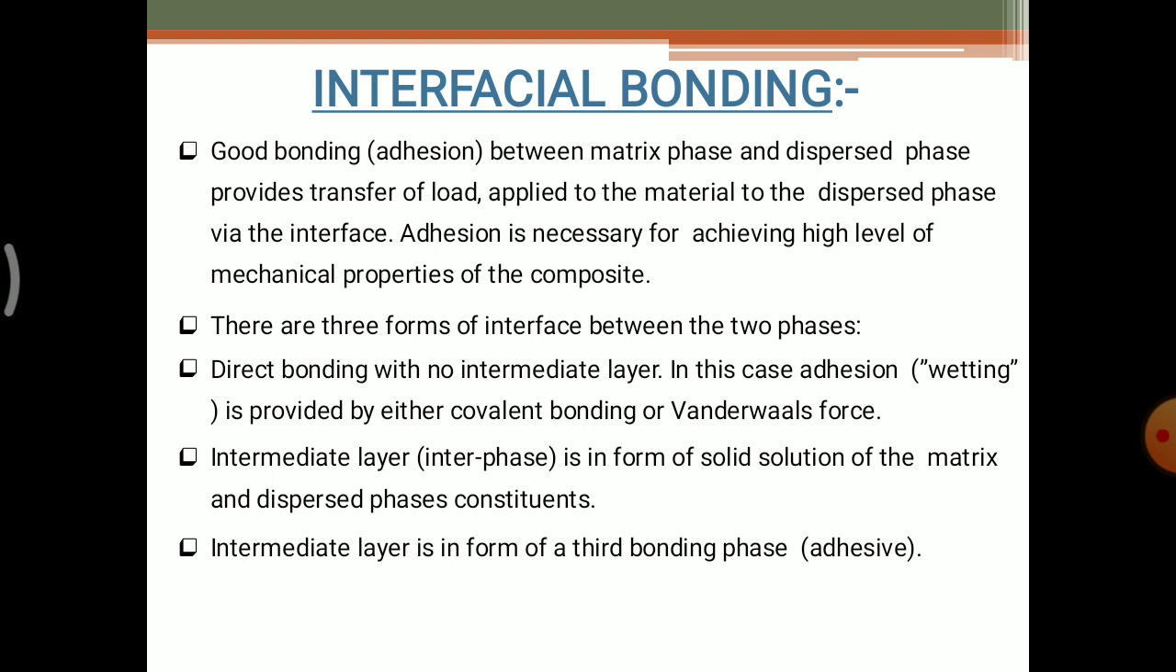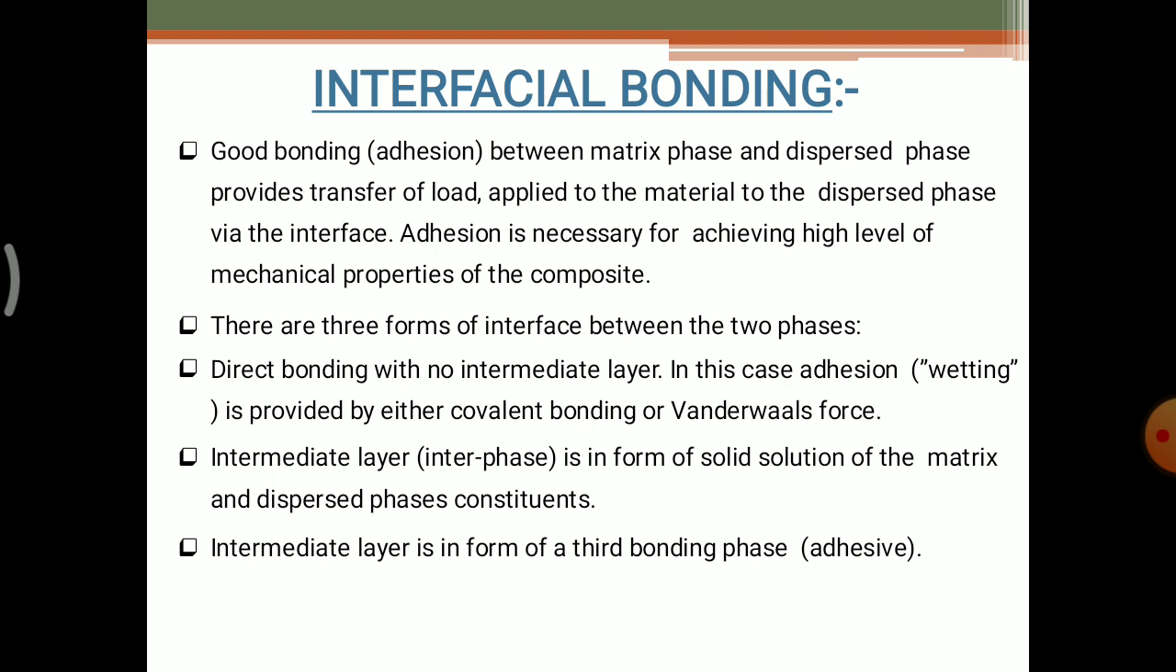Direct bonding with no intermediate layer. So the first one is direct bonding with no intermediate layer. In this case, adhesion is provided by either covalent bonding or van der Waals force. We have already discussed in the earlier lectures the types of bonding: ionic bonding, metallic bonding, covalent bonding, and the last one is the van der Waals force. Here, in direct bonding with no intermediate layer, we are using the covalent bonding, which is a very strong chemical bond.